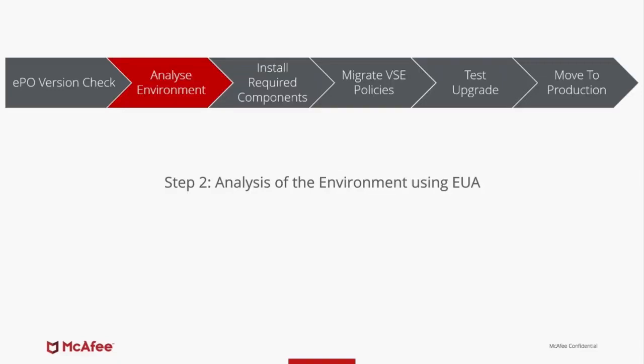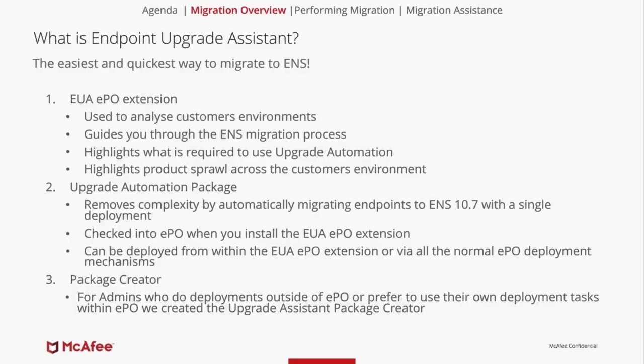Moving on to step 2, we'll be analyzing your environment using the Endpoint Upgrade Assistant. Endpoint Upgrade Assistant is an EPO extension that really takes a lot of the work out of performing your upgrade to ENS, or migration away from the legacy products. It allows you to analyze your environment within one tool. It guides you through the migration process, and it highlights and enables you to take care of everything that's needed in order to make use of the automation.